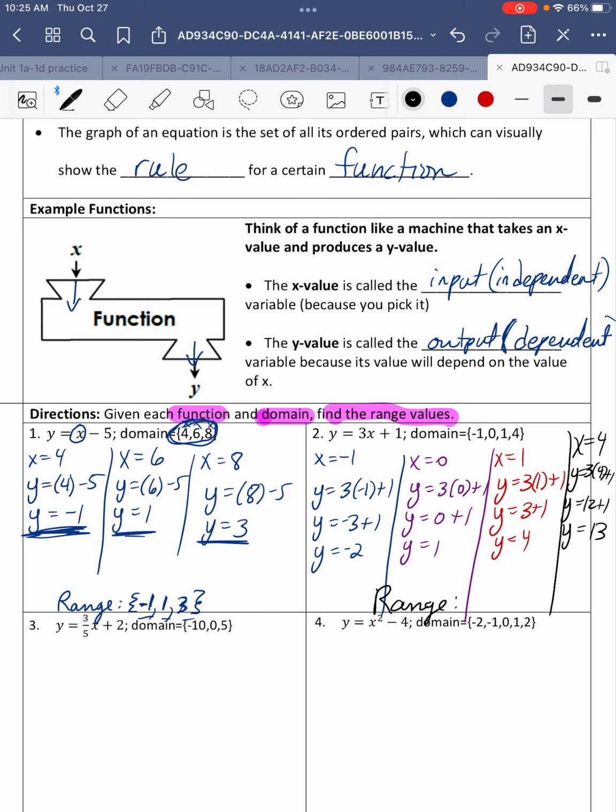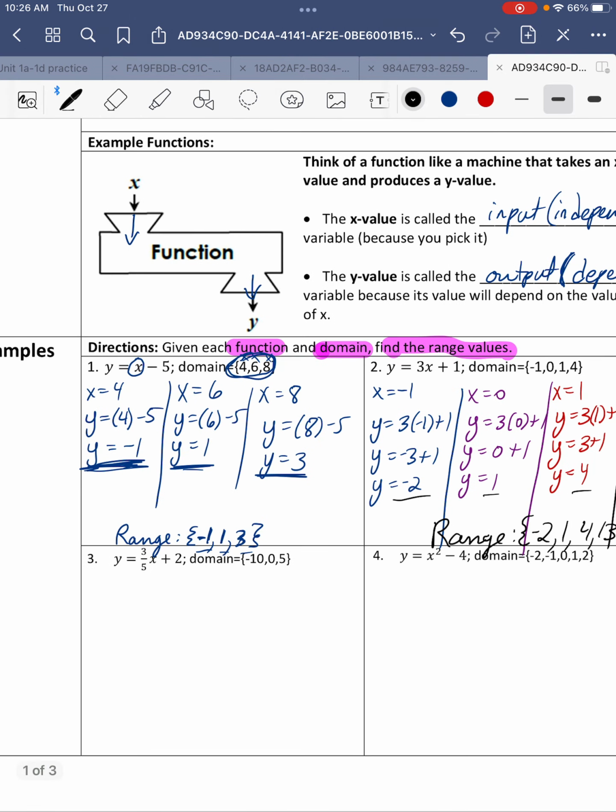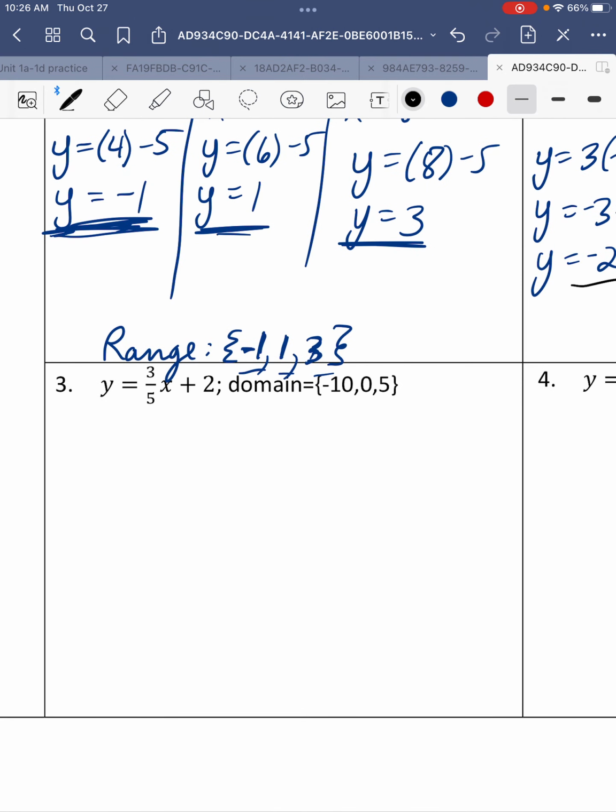So looking at my range here, the smallest number of the y values is -2. So -2. Then we have 1, 4, and 13. And there's our range.